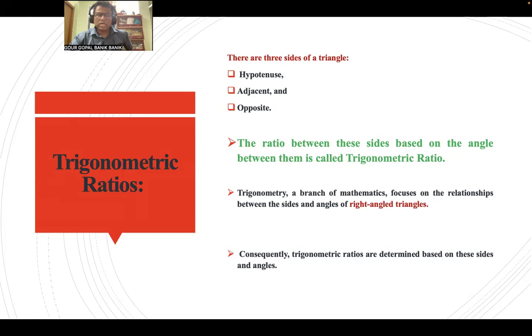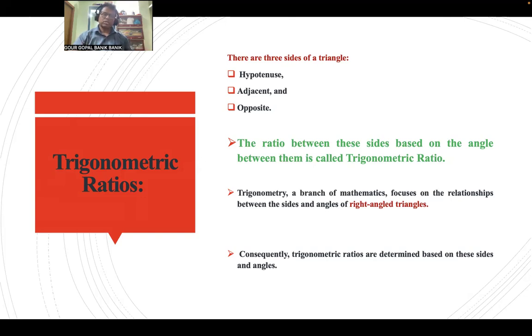It focuses on the relationship between the sides and angles of a right angle triangle. Please remember, the relation between sides and angle: one angle, two sides, and that relation is trigonometry, actually. And there are varieties; I'll be showing you. Consequently, trigonometric ratios are determined based on these sides and angles, three sides and three angles, from which we can find a lot of ratios.